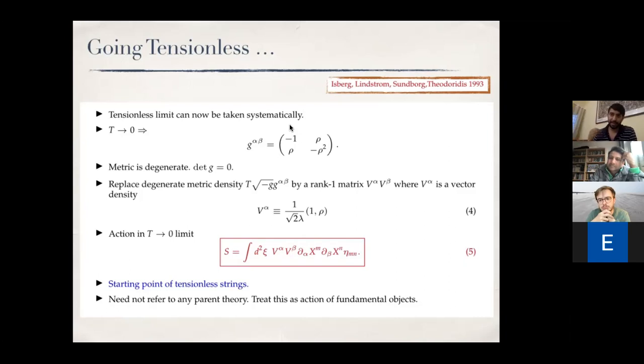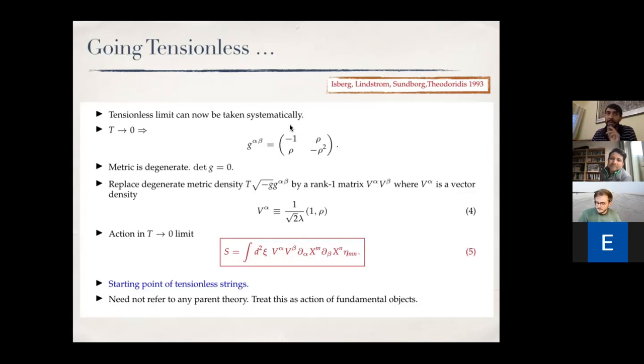But suppose you do gauge fixing, so that a static gauge would identify the worldsheet with part of space-time. So if the worldsheet is degenerate, would it not require a certain restriction also on the target space? Otherwise, you could not identify the two-dimensional spaces.